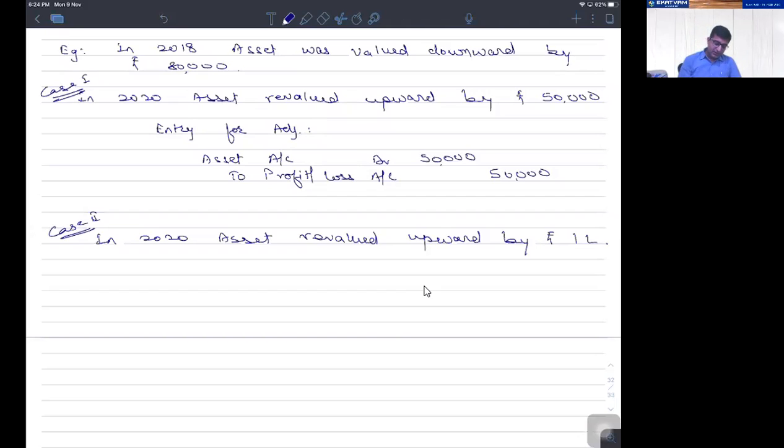So what will the entry be? Asset account debit 1 lakh, because the value of the asset has to be increased by the full 1 lakh, to profit and loss account by rupees 80,000 to the extent of the previous downward revaluation, and to revaluation reserve account for the unrealized profit of 20,000. Did you understand this?